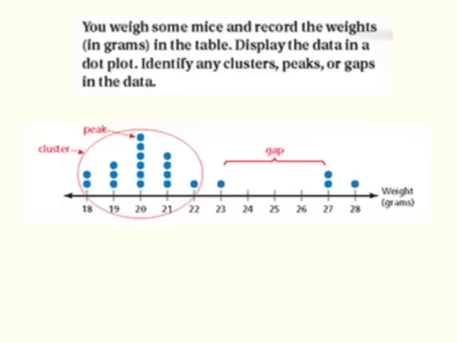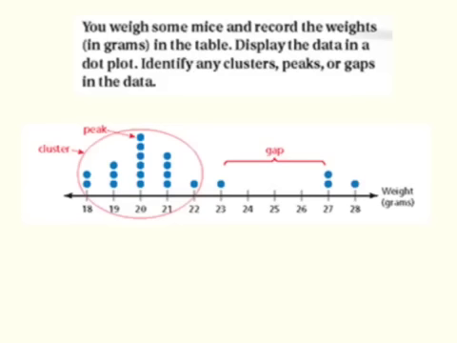Okay, dot plots. These are very important, awesome, simple ways to represent data. Imagine this statistical question: how much do mice weigh? Well, we would weigh some mice and record the weight in grams in the table. And we display it in a dot plot, and then we're going to identify any clusters, peaks, or gaps in the data.